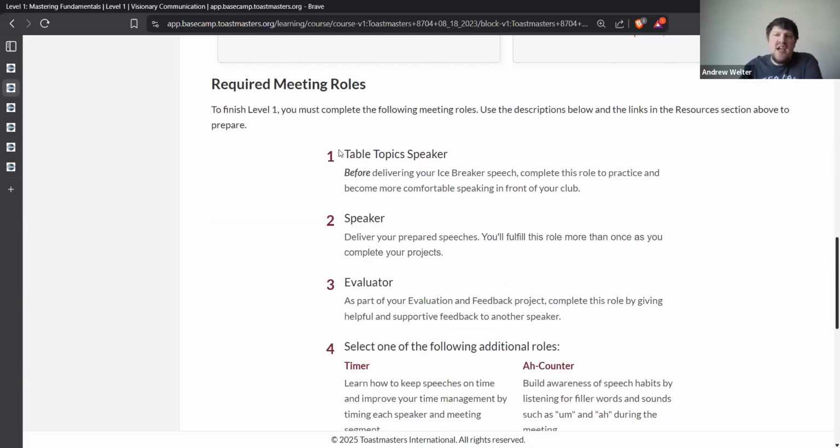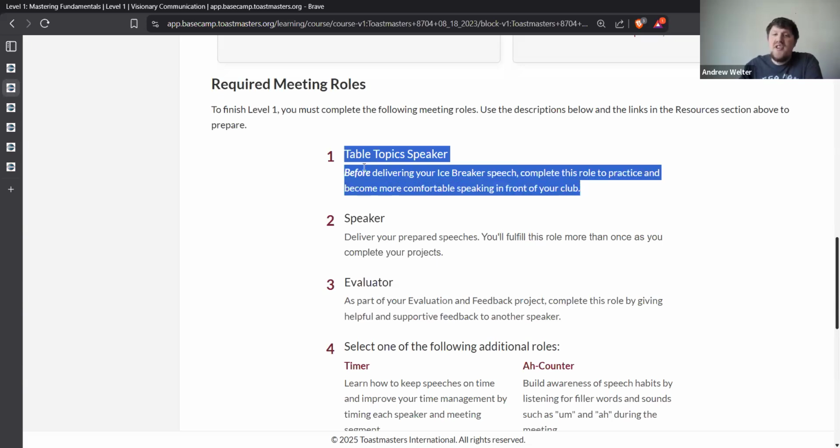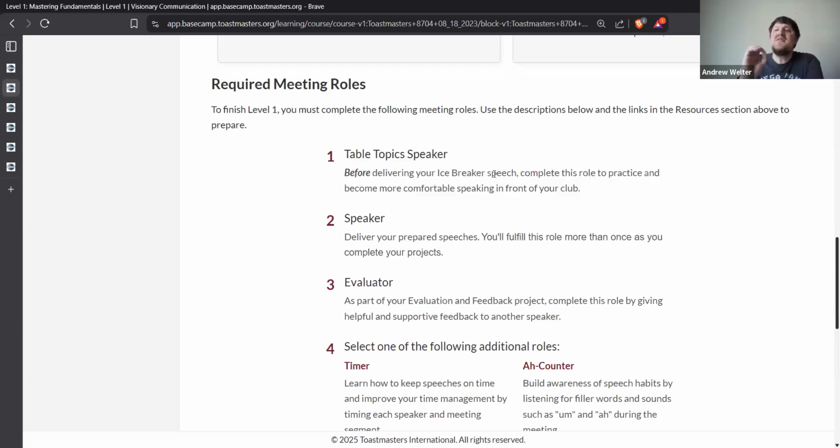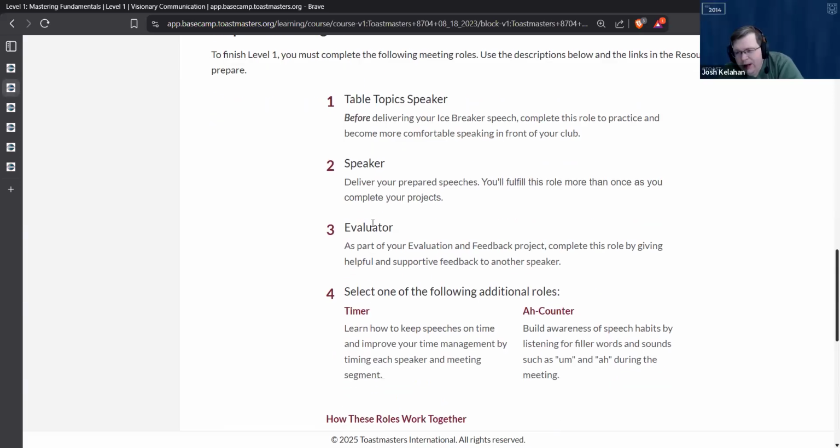Level one, they have changed something very, very significant. Before delivering your icebreaker speech, you are to be a table topics speaker, not master. So just giving a 1 to 2 minute table topic speech from the table topics master. But that is to happen after becoming a Toastmaster, but before you give your icebreaker speech. So we've had people give icebreaker speeches even before they join the club.